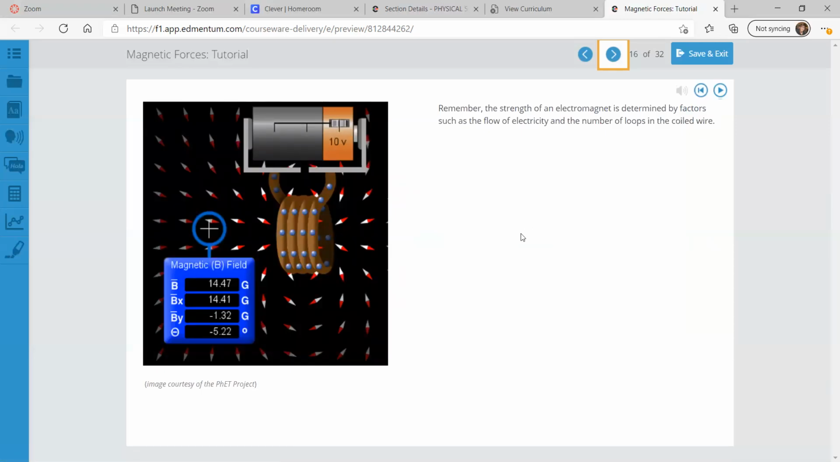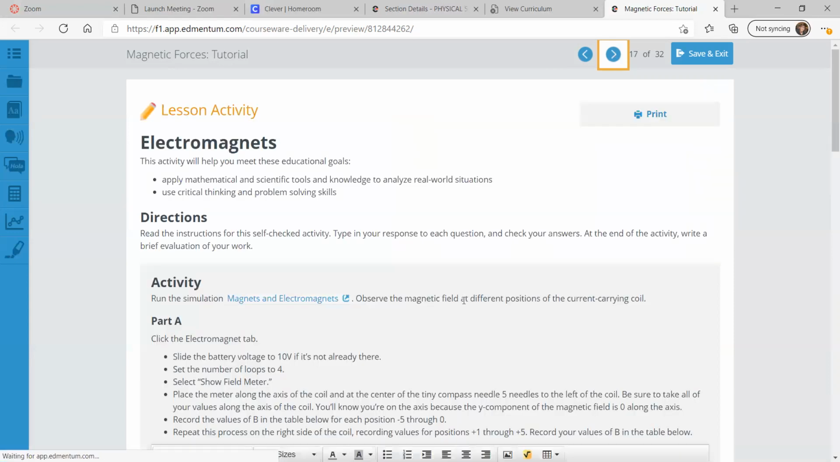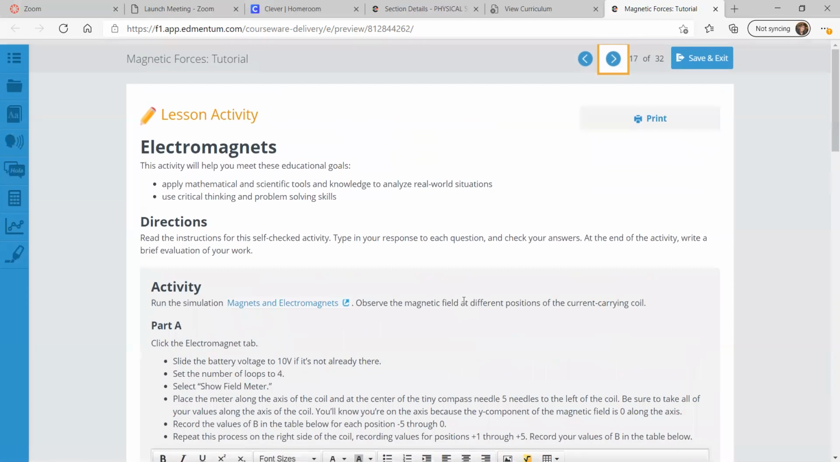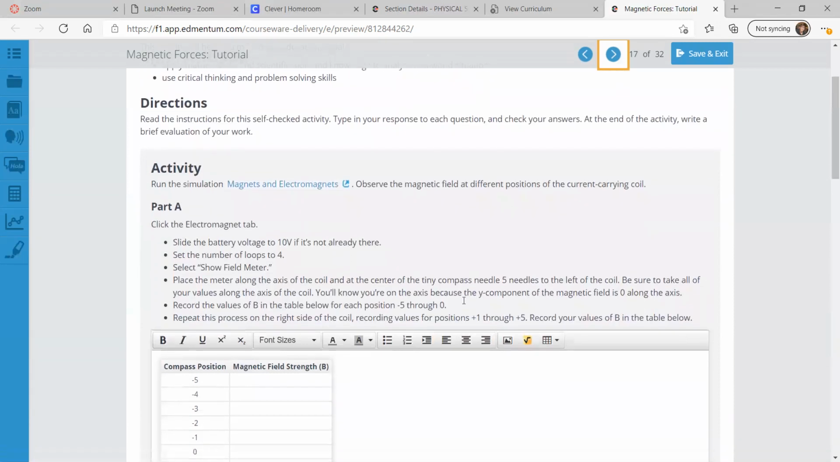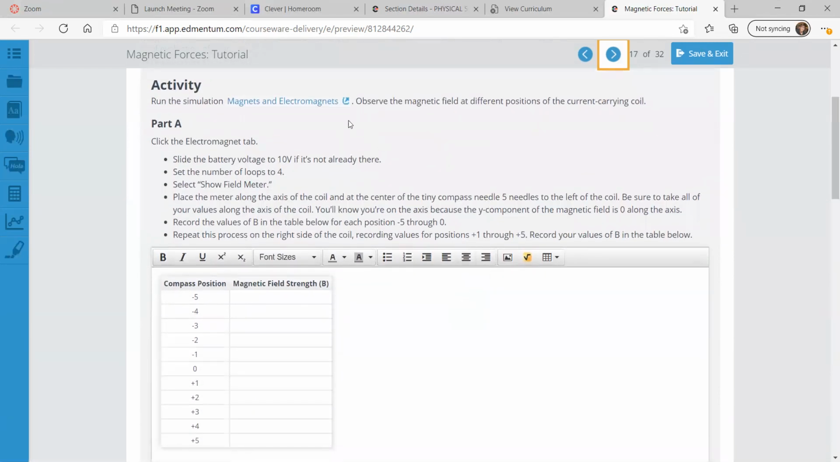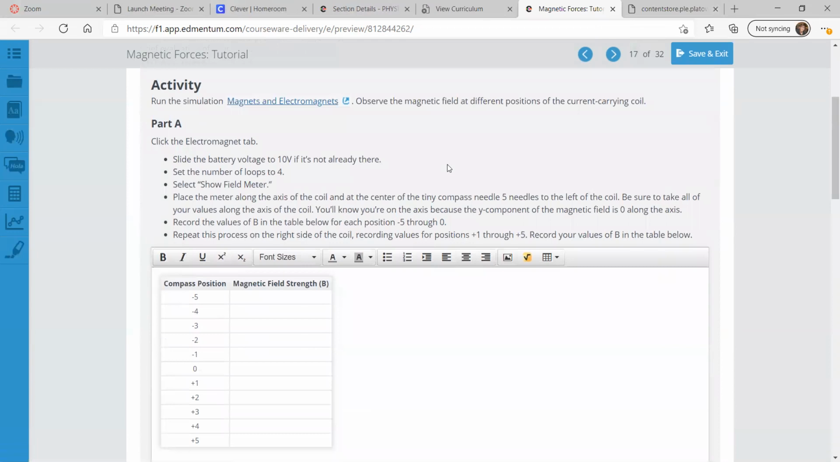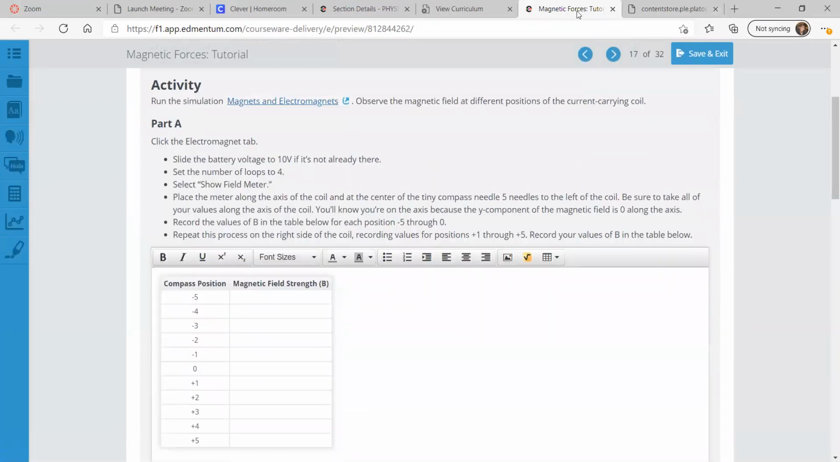Remember, the strength of an electromagnet is determined by factors like the flow of electricity and the number of loops in the coiled wire. So here we're going to look at this simulation. Hide that first. Let it load. And then we're going to slide the battery voltage to 10 volts. Set the number of loops to 4. Select show field meter.